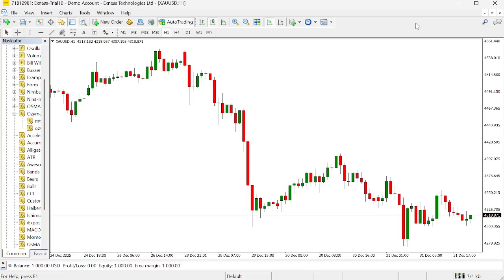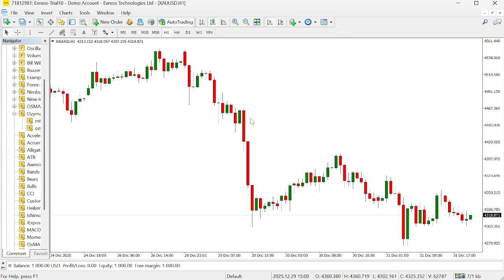Hi traders, in this video we are looking at the Ozymandias indicator for MT4 and MT5. This tool is designed to filter out market noise and help highlight trend direction and potential buy and sell zones on your charts. By the end of this video, you will see what it plots, how it behaves in different conditions, and which settings you can adjust.